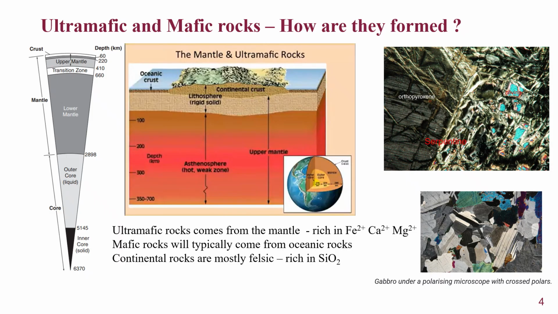Ultramafic rocks are very, very rich in iron, calcium, and magnesium, which are the divalent cations which are responsible for the mineralization. Mafic rocks, on the other hand, have a little bit lower amount of magnesium and iron, but have a little bit higher silica content as compared to ultramafic rocks. The continental crust is mostly felsic rocks, which have a very high amount of silica.